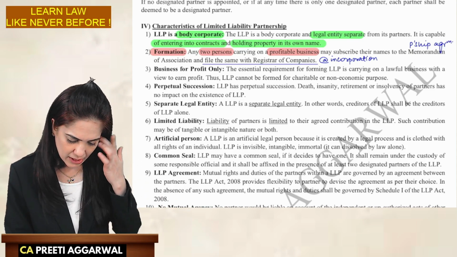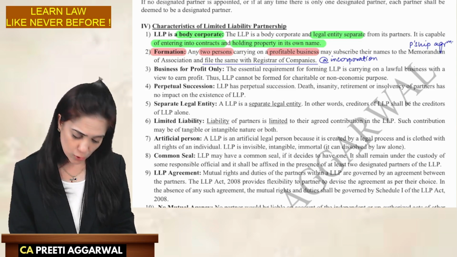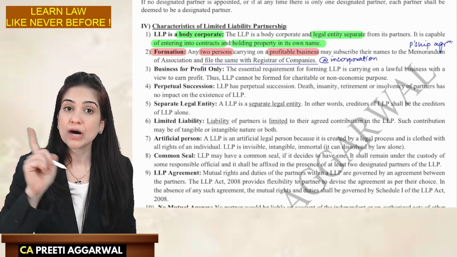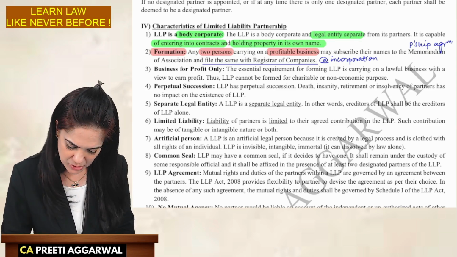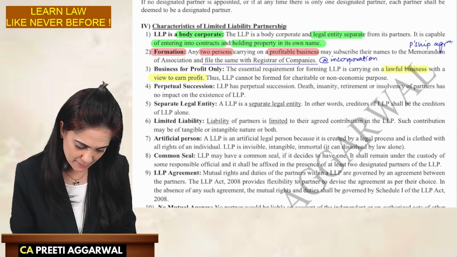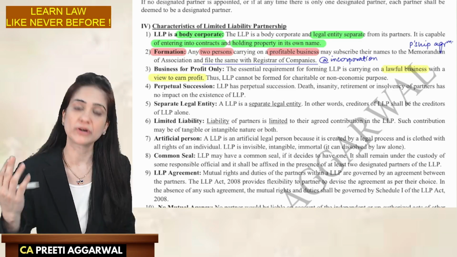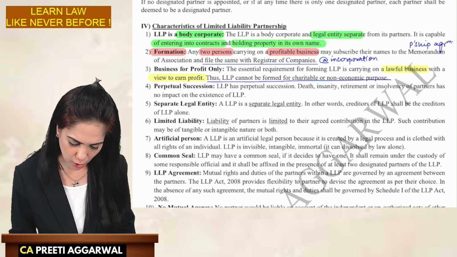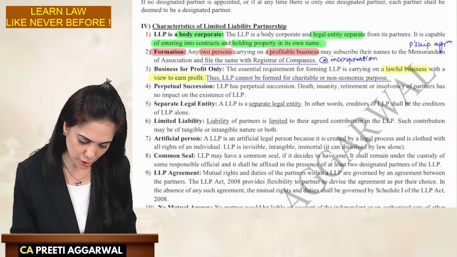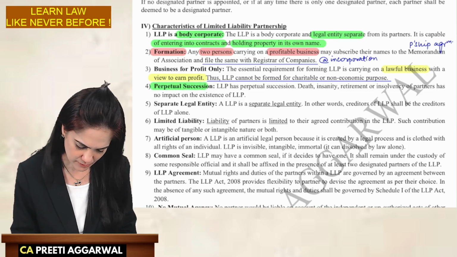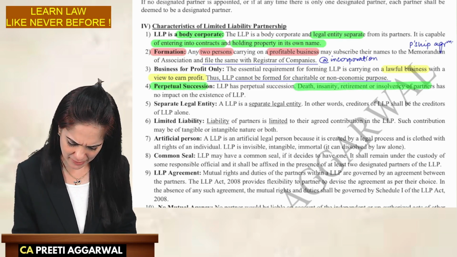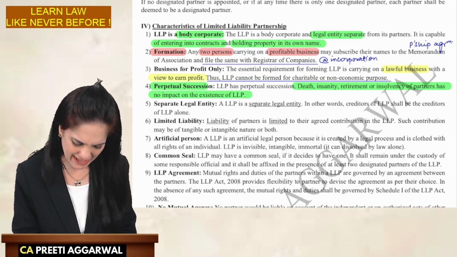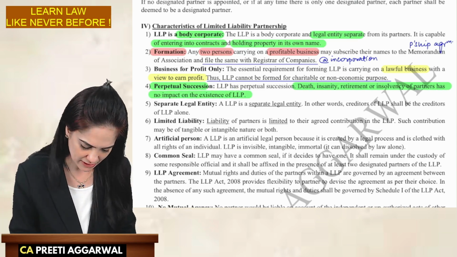You can start a business in LLP only if it is made with the intention of earning profit. So your business must be lawful, with the aim, with the intention, with the view of earning profit. LLP cannot be formed for charitable or non-economic purpose. It enjoys perpetual succession. Death, insolvency, retirement, insanity of the partner has no impact on the existence of LLP.